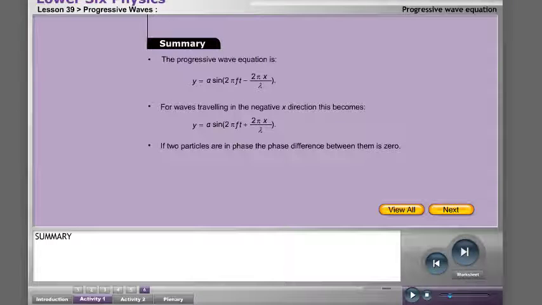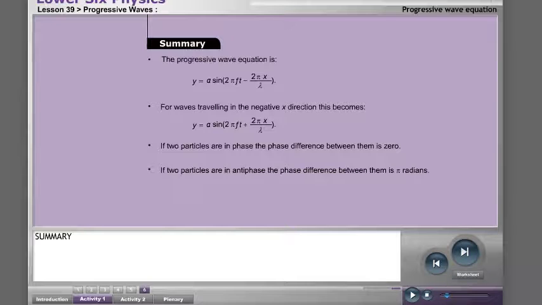If two particles are in phase, the phase difference between them is 0. If two particles are in antiphase, the phase difference between them is pi radians.